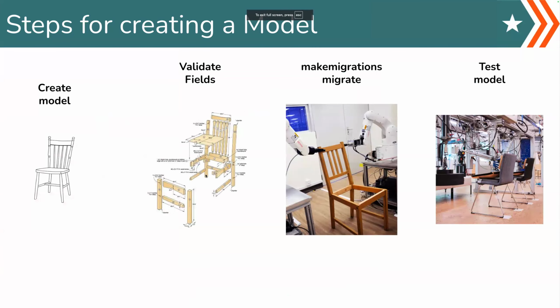Validators. So we've made a model. There's kind of these four steps to making a model, right? We need to create the model itself. We're going to want to add some validation to the fields of that model to make sure that the data we're putting in is good. We're going to need to create the migration and apply it. And then we're going to need to test that model. And that's sort of the flow that we're going to be looking through this morning.